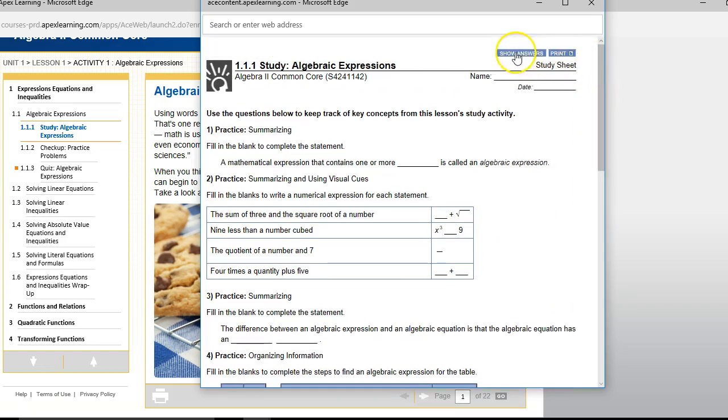Now mine says show answers, but I don't believe the student view does yet. But there is a place in your study where you are going to check your answers for your study sheet before you move on to the checkup, because there's no point in you doing math problems unless you get feedback that you've done it correctly. So keep that in mind. That is a real important part of your math class this year. You do a practice problem, but then you check and make sure that you've done it correctly. Otherwise, there's no point in moving on.